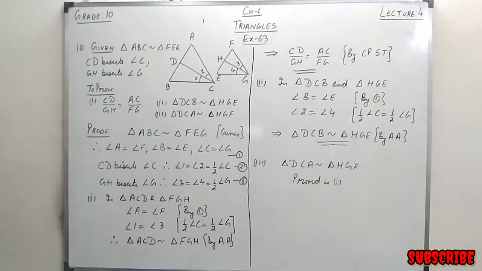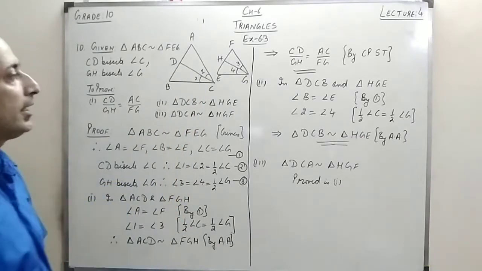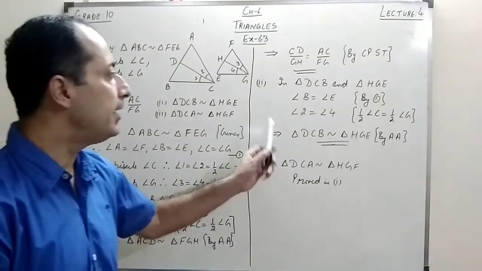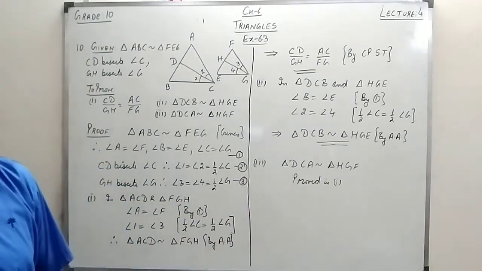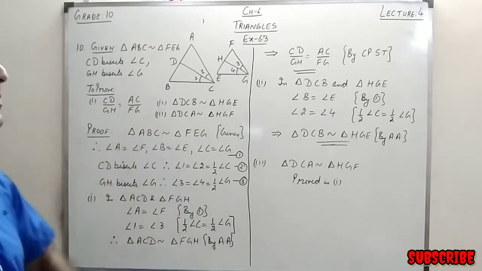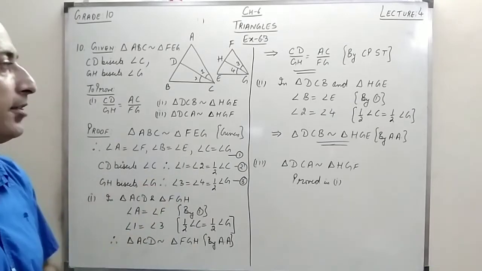If you see the second part, it is given triangle DCB and triangle HGE. These are the two triangles we have to prove similar. So proceeding in the same way as we have done the first part, what we can see is angle B is equal to angle E. Why is angle B equal to angle E? Because triangle ABC is similar to triangle FEG. We have already done that, so that's by 1.